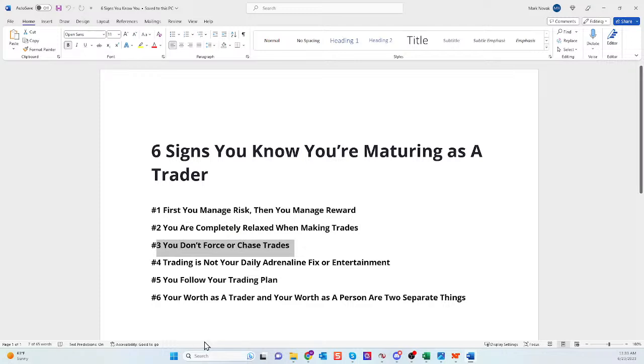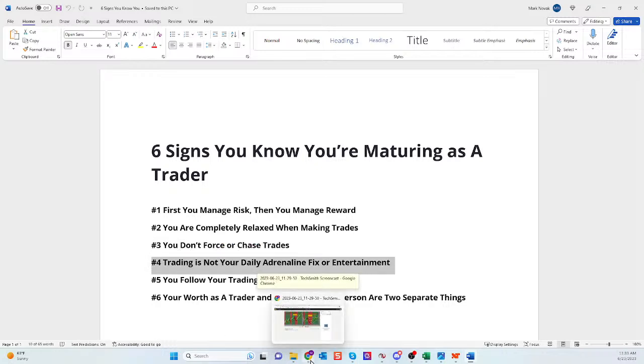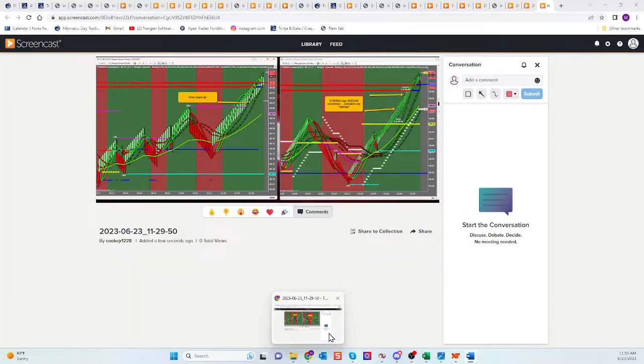You'll be patient. You'll wait for your trade. And if you don't get your trade, then you're going to feel, well, that's just not my money. I'll wait for the next one. And guys, don't trade for entertainment. This is a business, right? Don't trade to get your adrenaline fix. Go jump out of an airplane.